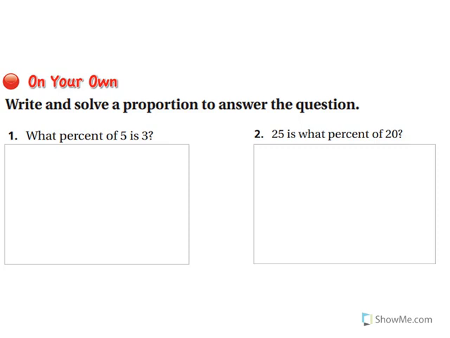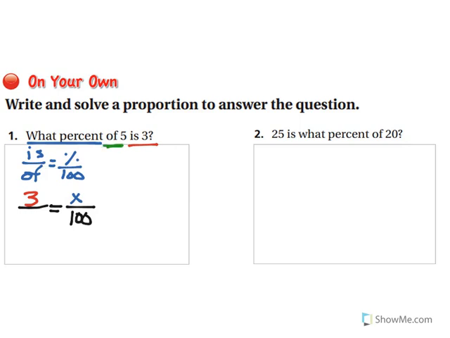Again, I'm going to start off with my proportion, which is is over of equals percent over 100. And I know that my 100 stays 100, and then I'm given is 3, so with the is I put a 3. I know it says what percent, so my percent is the unknown, and then I have of 5. So the of is 5. Just that easy.